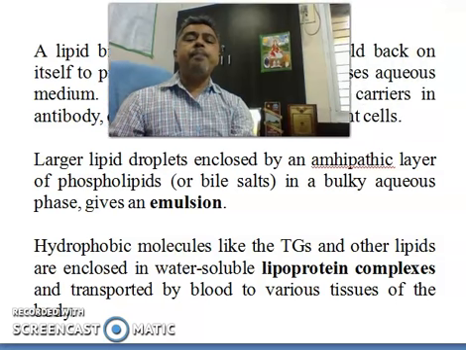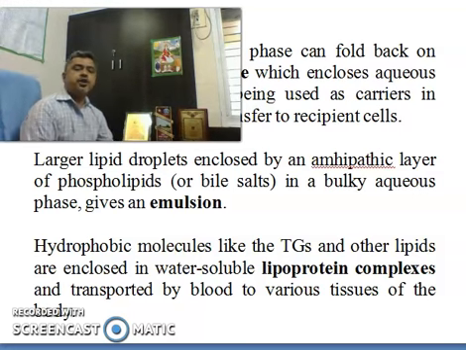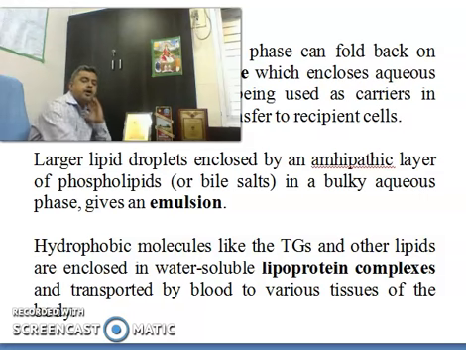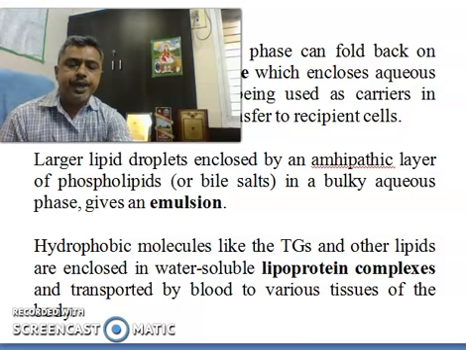Larger lipid droplets enclosed by an amphipathic layer of phospholipid or bile salt in a bulk aqueous phase give an emulsion. Now hydrophobic molecules like triglycerides and other lipids are enclosed in a water-soluble lipoprotein complex. This water-soluble lipoprotein complex is transported by the blood to various tissues of the body in human beings or in animal cells.